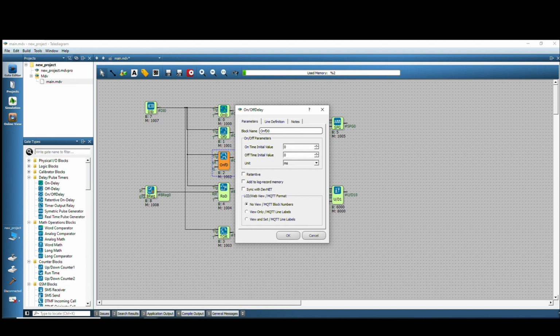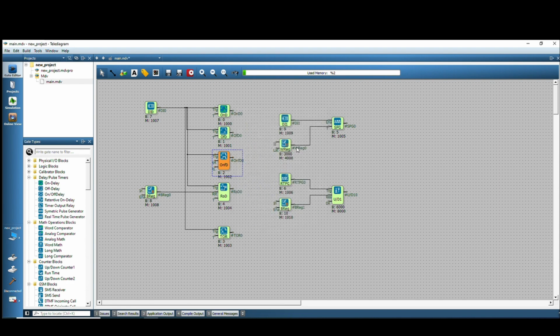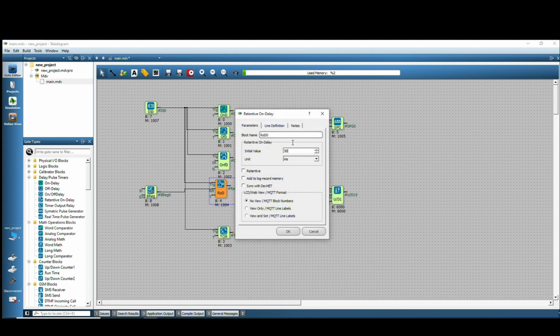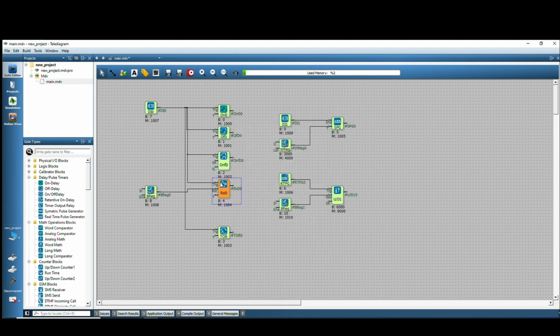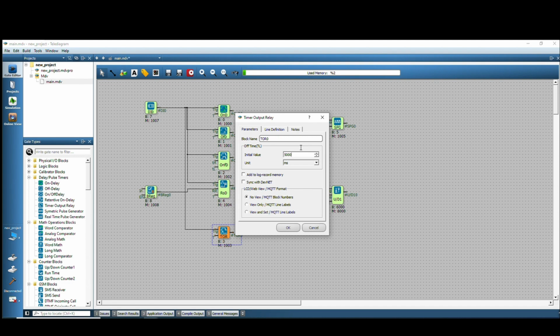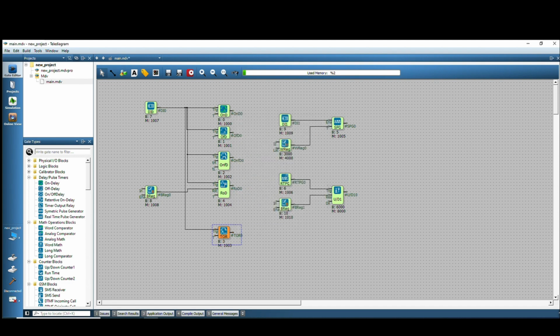There are various types of delays such as on delay, off delay, on and off delay, retentive on delay, and timer output relay. We can define the delay time within the block in milliseconds, seconds, minutes, or hours. We can also assign values externally via AT input depending on the unit selected. The priority is always based. Let's consider the working logic of the blocks with examples.